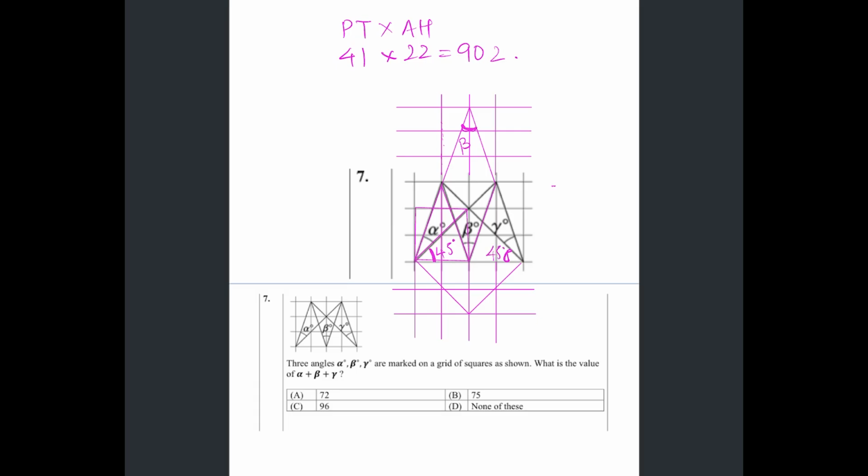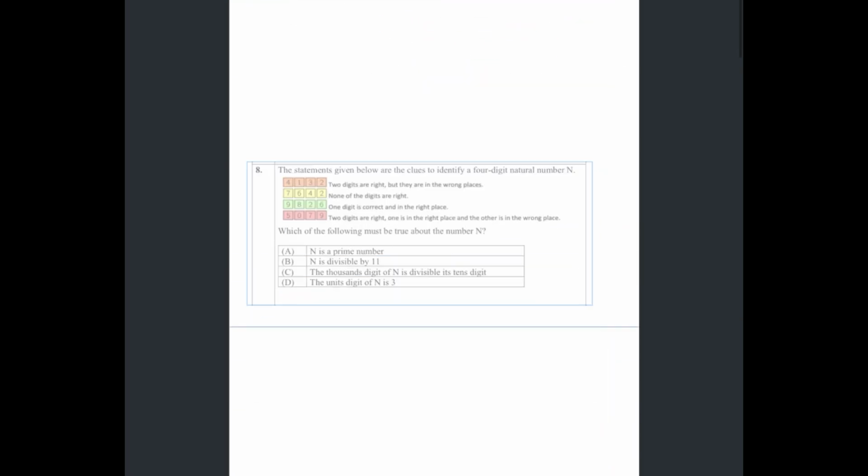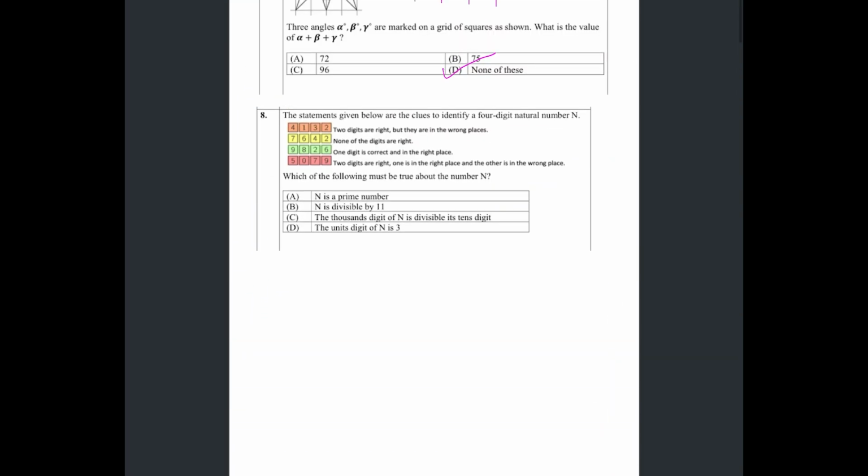So in this big triangle here, we have alpha plus beta plus gamma plus 45 plus 45 equals 180 degrees, the sum of interior angles of a triangle. So alpha plus beta plus gamma equals 90 degrees. So there's no option 90 degrees, so we go with none of these. Okay, let's move on to the 8th question.